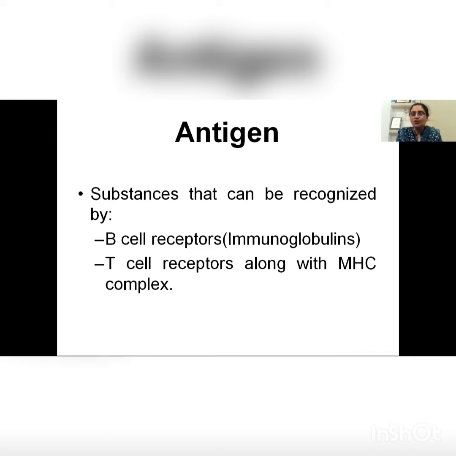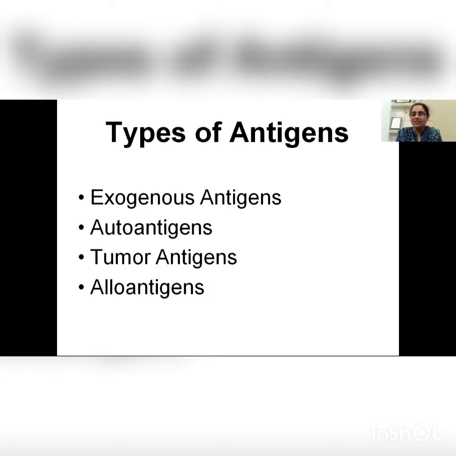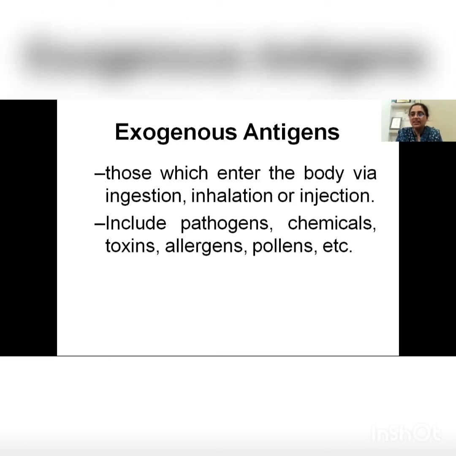At present, what we should learn is that an antigen is any kind of substance which our body is going to fight out. Antigens can be of the following types: exogenous antigens, which we will discuss in detail in the next slides, and then autoantigens, tumor antigens, and alloantigens. These four are the different types of antigens which our body can encounter, and to which our immune system will give an immune response.